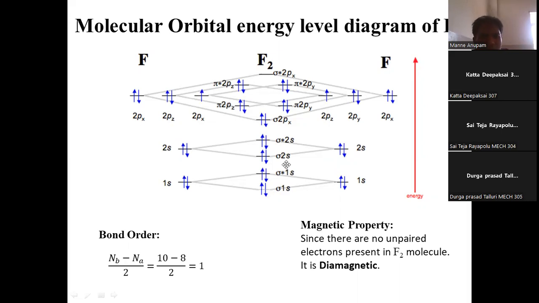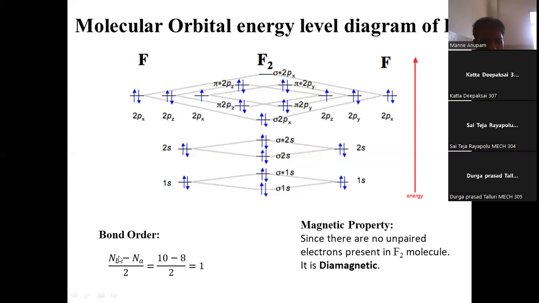Now let us see the bond order. Bond order is the number of electrons in bonding minus the number of electrons in anti-bonding, divided by 2. This is the formula for bond order. Bond order indicates the number of bonds between the two fluorine atoms.